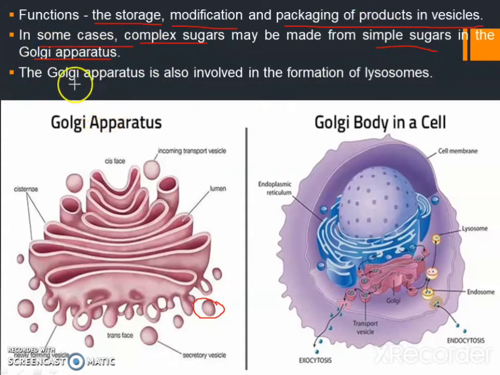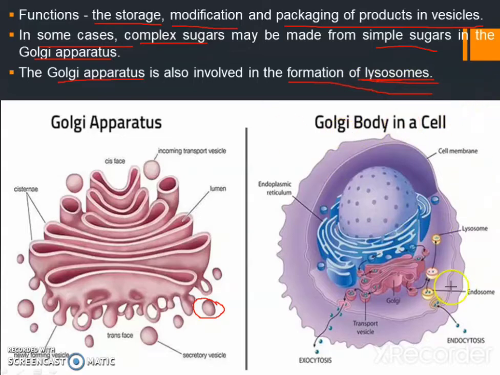Along with that, another main function of the Golgi apparatus is to help in the formation of lysosomes. So this is a very important cell organelle which we will learn in the next part. What is it called? It is called lysosomes. Right?